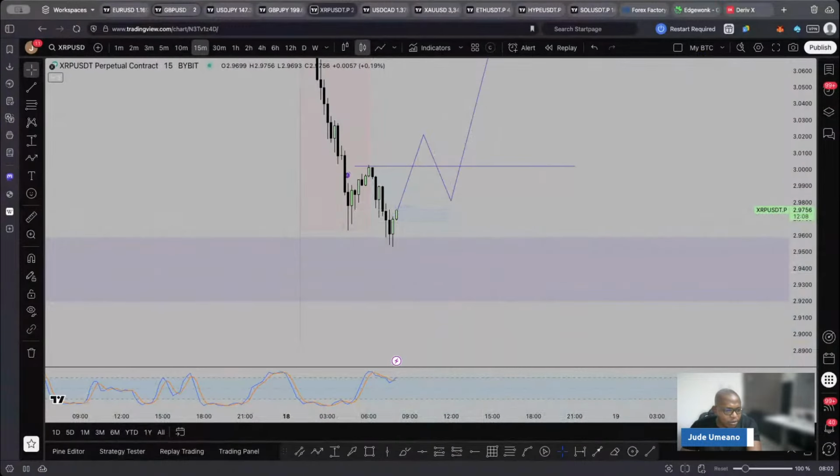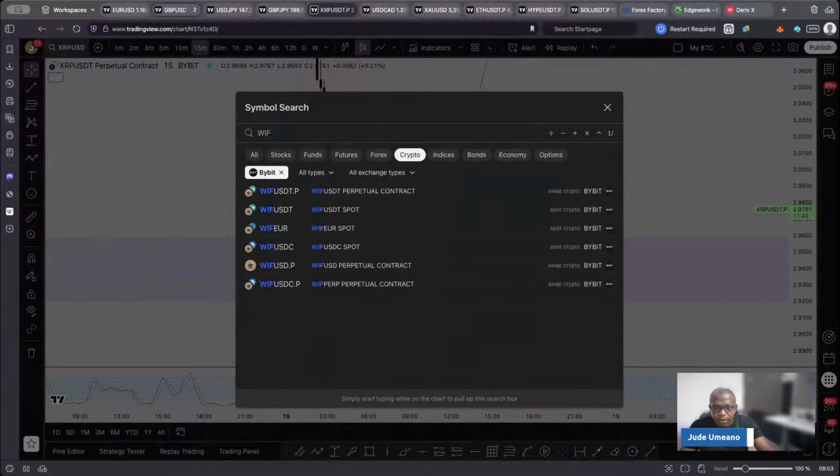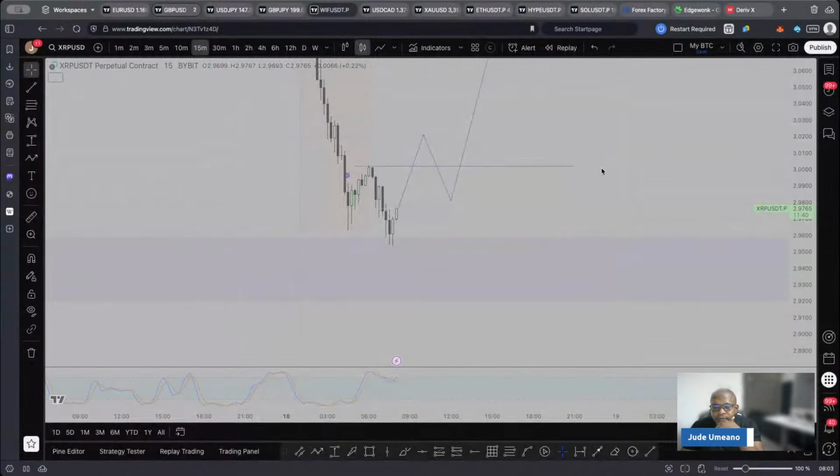I'm going to look at one more coin, which is WIF by Bosvik. WIF again. It's not a coin I trade. We're going to look at it. WIF. Dog with heart.